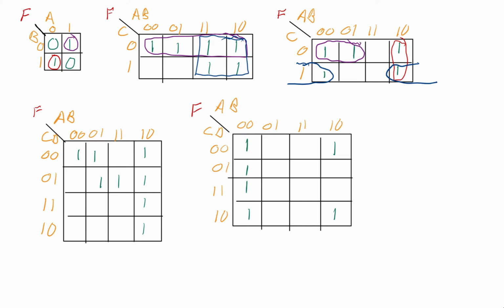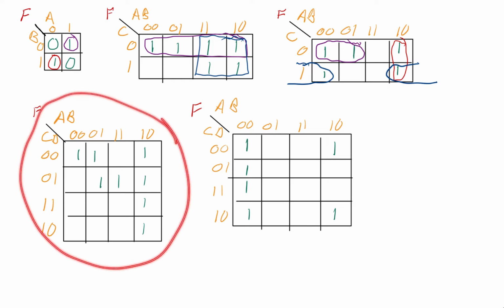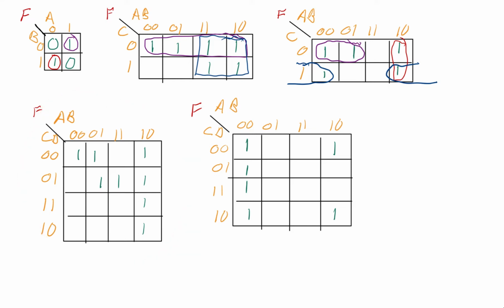Now let's go ahead and try to circle this one right here. And I see a nice big group of 4 over here. Okay. Now we can't circle a group of 3 because that's not a power of 2. It's not 1, 2, 4, 8, or 16. So we have to just circle these 2 by themselves. And finally, we could circle these 2 by themselves.